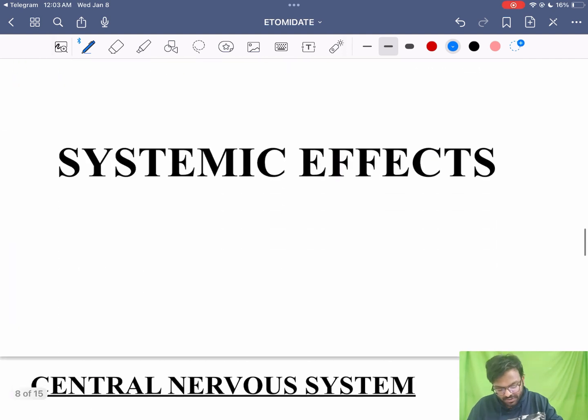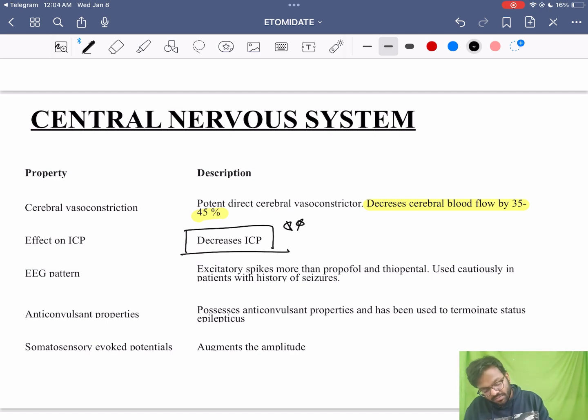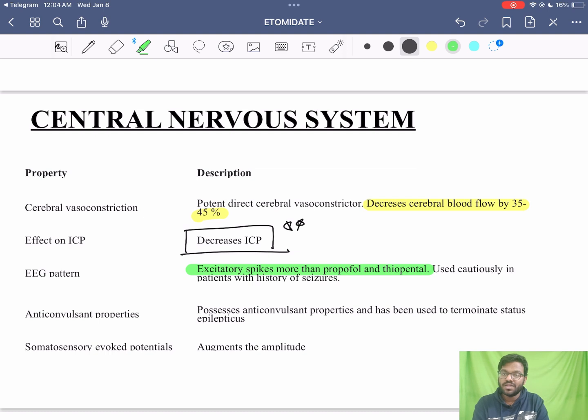We'll talk about the systemic effects of the drug. The first system, definitely, is the central nervous system. It constricts the cerebral vessels. So what happens if you constrict the cerebral vessels? The cerebral blood flow will decrease. It decreases cerebral blood flow by 35 to 45%. Because of this, a very important phenomenon, the ICP is reduced. One more thing is that there are excitatory spikes. The excitatory spikes seen after ETOMIDATE are more compared to propofol and thiopentone sodium.